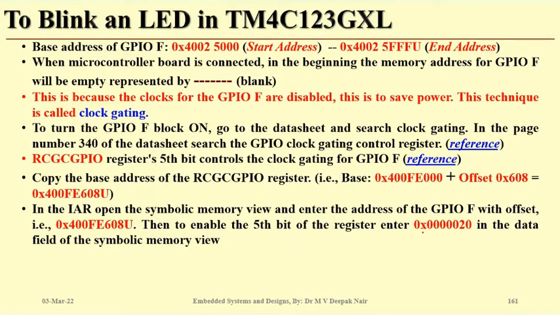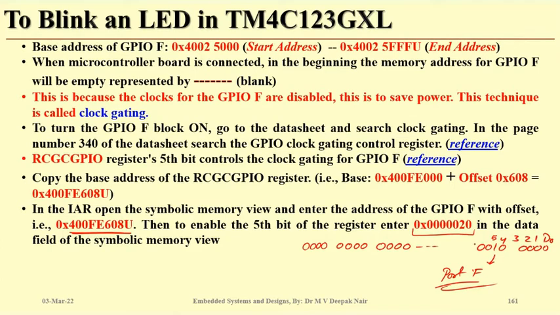To enable the fifth bit, because you can write this whole number, this is a 32-bit register. This particular register, 0x400FE608, is a 32-bit register, so the 32 bits will look like this. At the end you have 00100000. So this is D0, D1, D2, D3, D4, D5. Why D5? D5 is the bit for port F. Therefore we have to enable that bit.